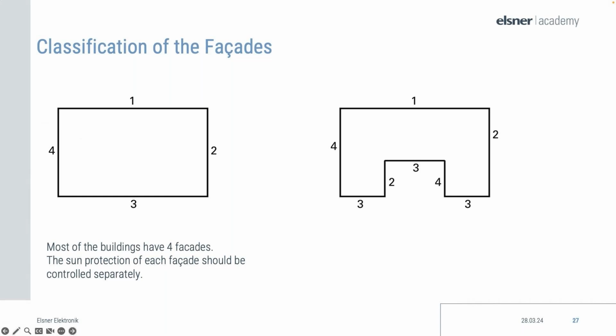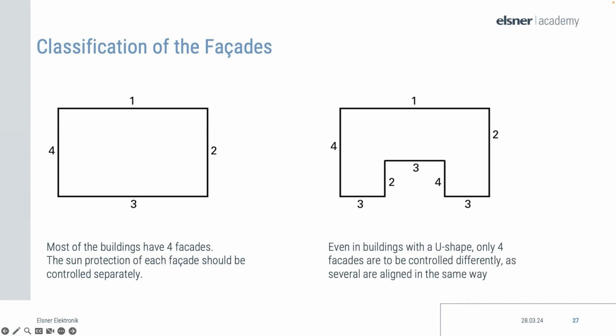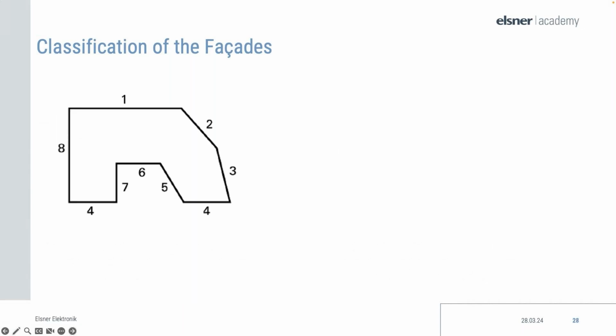In the second picture, even buildings with a U-shaped floor plan only have 4 facades, and they need to be controlled differently, as several are oriented in the same way. For buildings with an asymmetrical floor plan, the division of the facades is somewhat different. The facades with non-rectangular orientation, so facade 3, 2, and 5, and the setback facade 6 must be controlled separately. This division can be seen in the floor plan. Curved round fronts should be divided into several facade segments to be controlled separately.